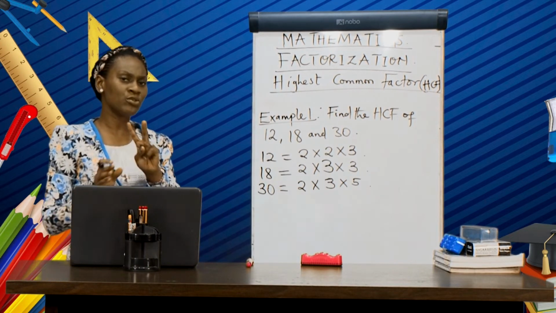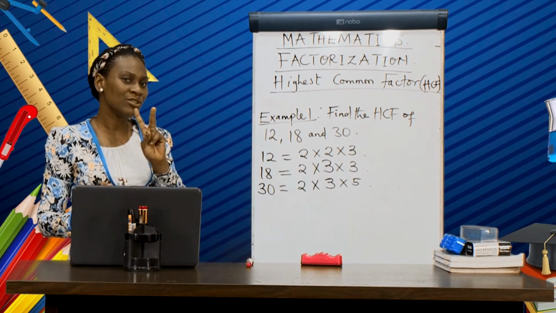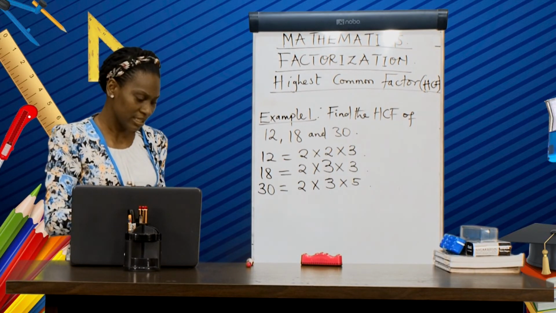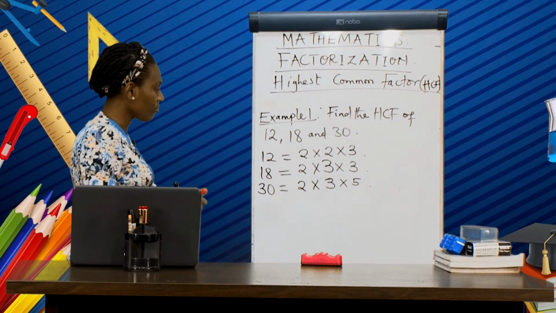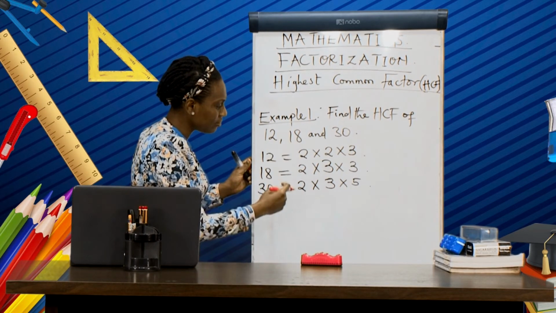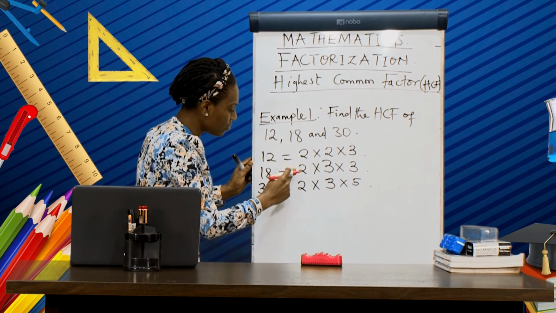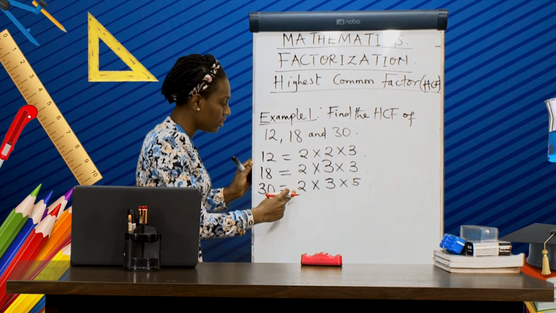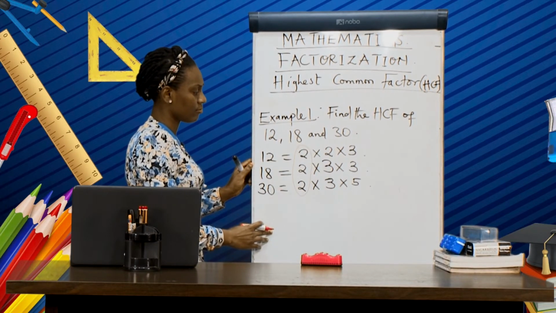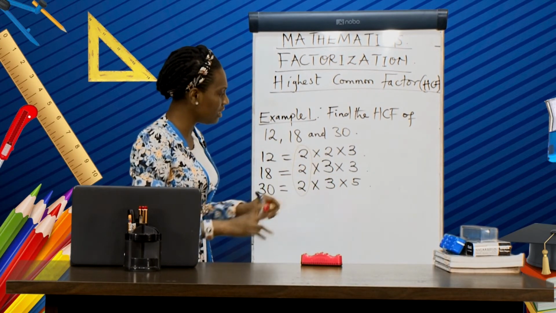If the number is common to 2, you don't pick it, you leave it out. But the number we are talking about must be common to the 3 numbers given. Let me use this marker so that you can see the difference. So which number? If you look closely, you see that 2 is common to 12, common to 18, and common to 30. So let's circle that out. Let's see. 2. There's no other 2 that is common, so we leave that out.